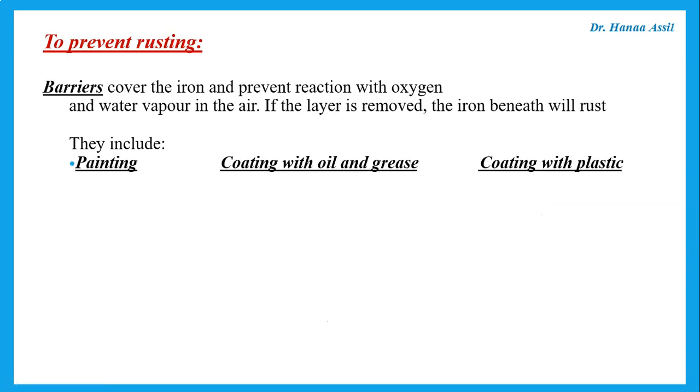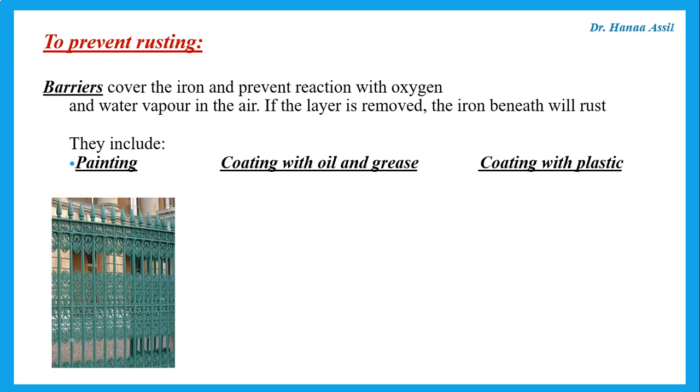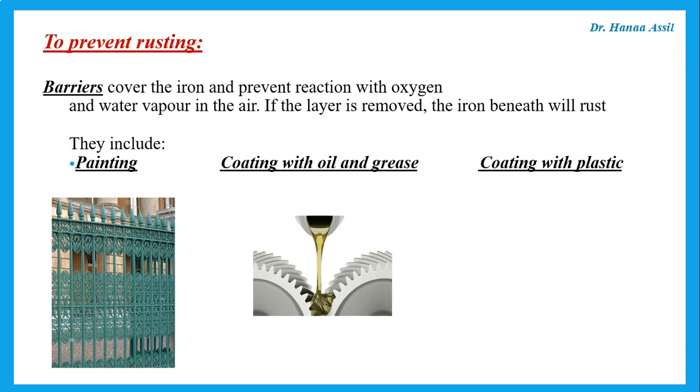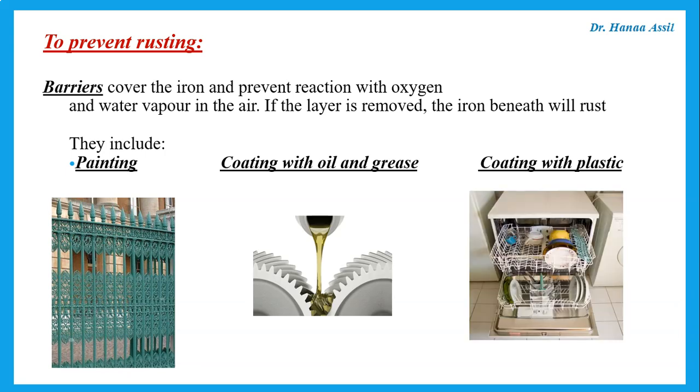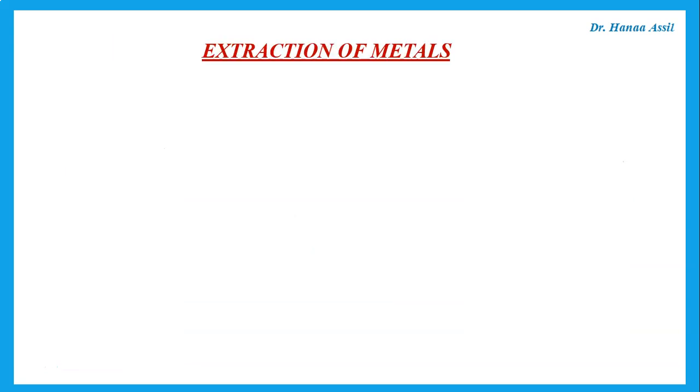Okay, to prevent rusting, we can use barrier methods. So this is covering the iron with something that would prevent reaction with oxygen and water vapor in the air. So for example, we could paint the iron, or cover it with oil or grease, or cover it with plastic. These are called barrier methods. Of course, we can also cover it with zinc, and that is called galvanizing, or we can do electroplating. So this covers it with another metal, and all of these are methods to prevent rusting.